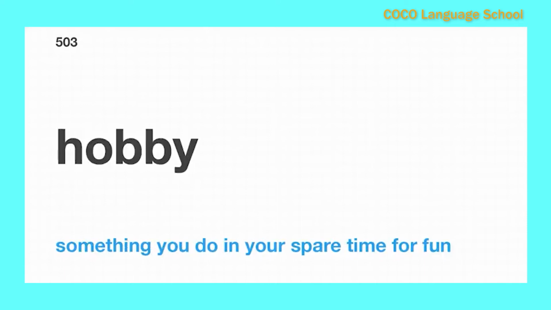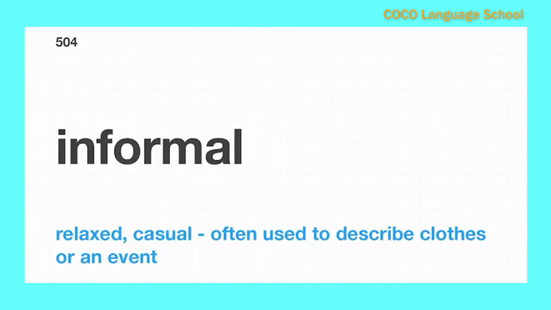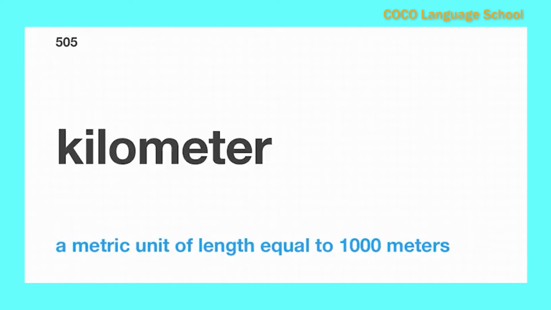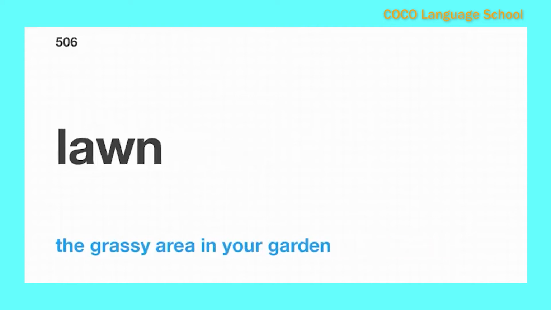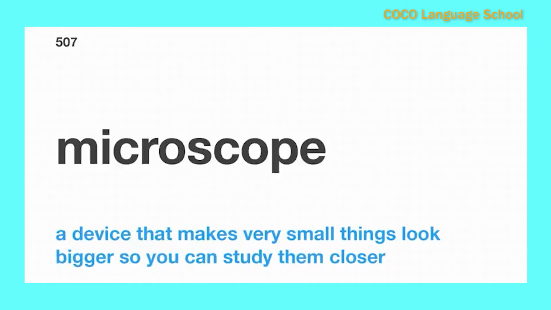Something you do in your spare time for fun. Hobby. Relaxed, casual, often used to describe clothes or an event. Informal. A metric unit of length equal to 1,000 meters. Kilometer. The grassy area in your garden. Lawn. A device that makes very small things look bigger so you can study them closer. Microscope.